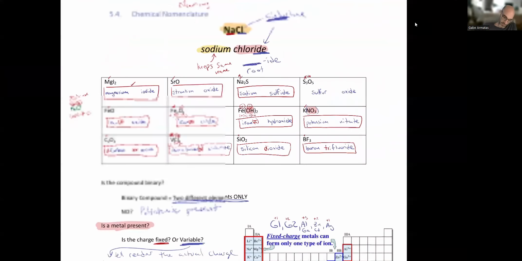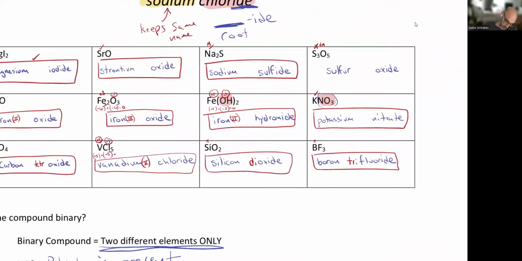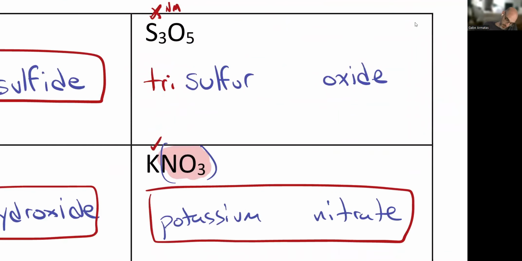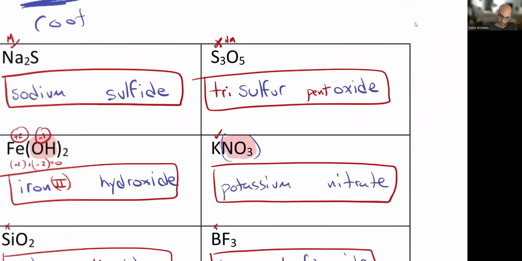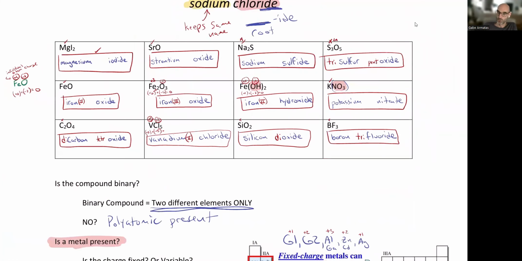Okay, and that should do it. Oh, up here, last one. Trisulfur pentoxide. Again, 2 vowels run into each other. Generally, we just lop off the A or the O, but whatever sounds right. I'm not going to hold you over the coals for it.